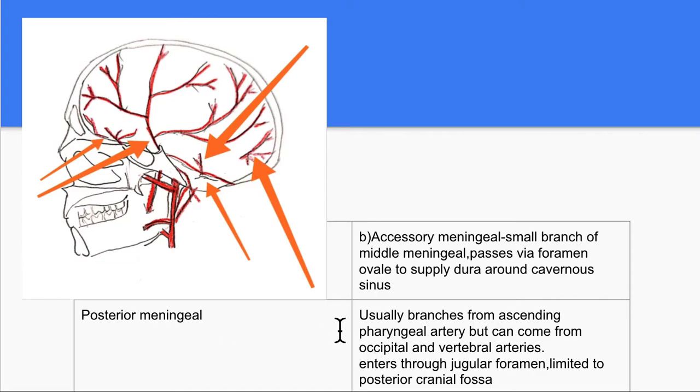The posterior meningeal arteries are usually branches from the ascending pharyngeal, but can also come from the occipital and vertebral arteries, and they enter through the jugular foramen and are limited to the posterior cranial fossa. So the arterial supply of the dura was mainly by the anterior meningeal artery, which was a branch of the ethmoidal, the middle meningeal artery, which supplied the middle cranial fossa, and the posterior meningeal, which supplied the posterior cranial fossa.